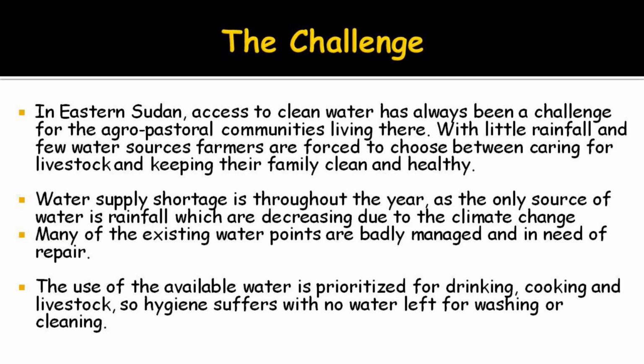So in a part of Eastern Sudan, persons living in these communities have this particular challenge. There's little rainfall, the water resources are few, farmers need to use them, households need to use those same resources, right? And so water supply is short. And of course, where water does exist, in some cases, these points are badly damaged. So the water that they have available would have to be used for drinking and cooking and so on. So what is left now for them to use for washing and cleaning?